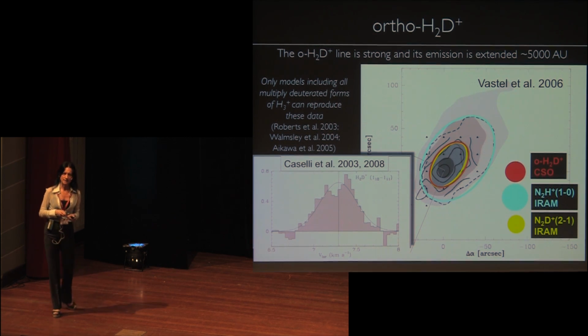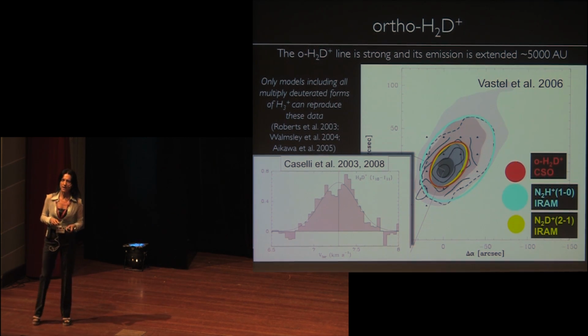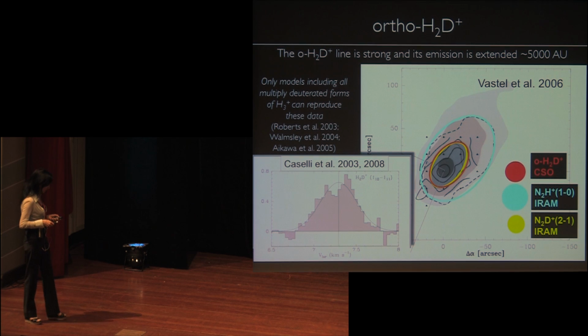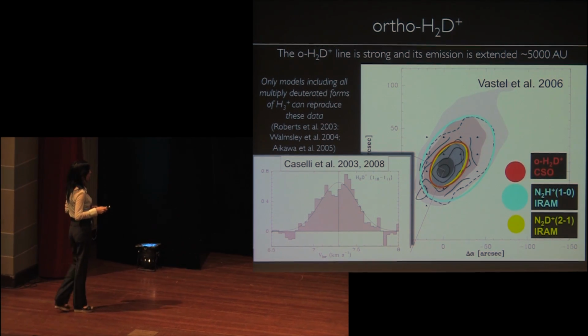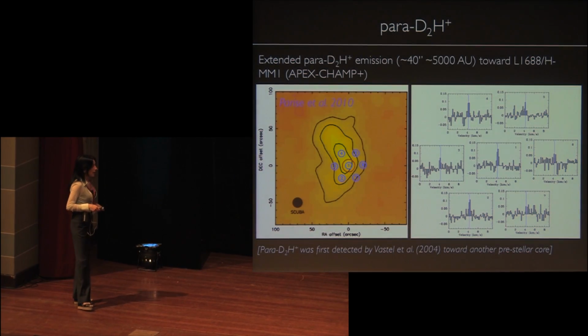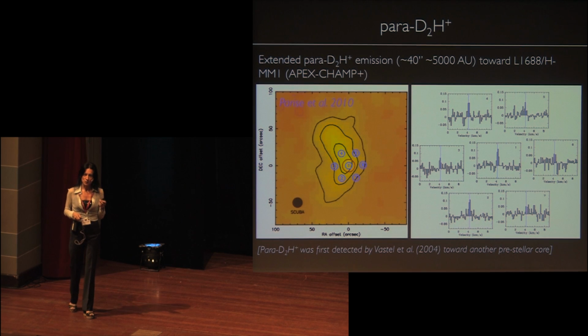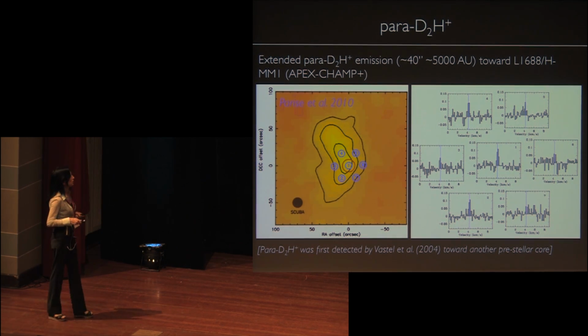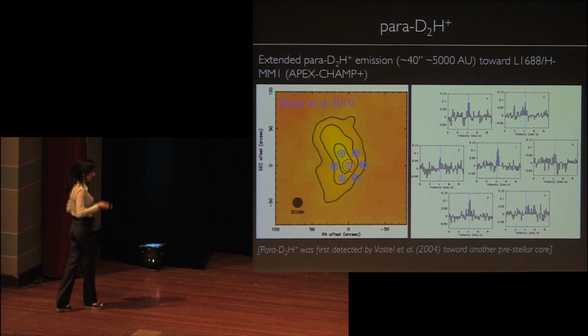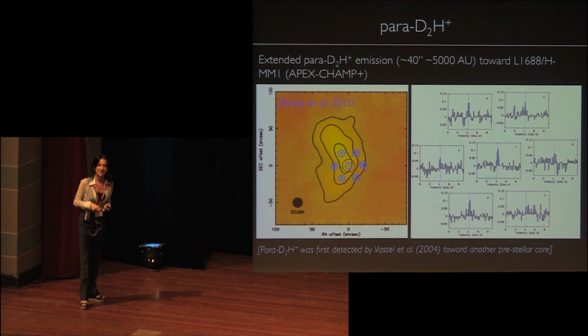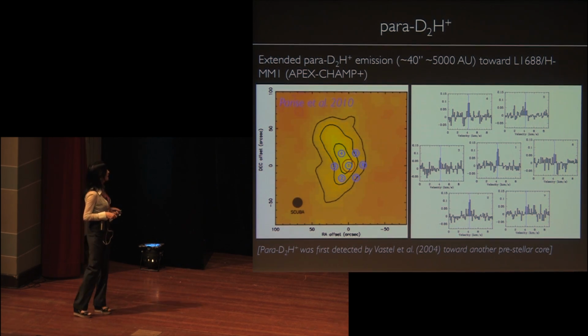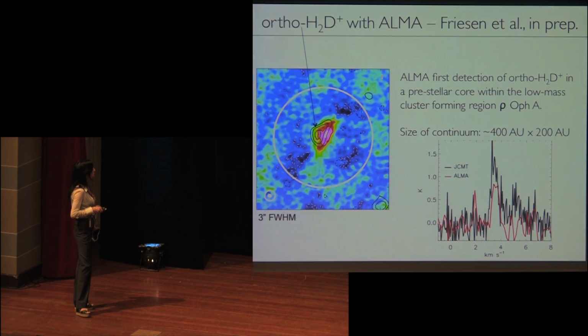And it's not just that, it is extended. So we found this 5,000 astronomical unit extension of the H2D+, work by Charlotte Vastel et al. Not just the ortho H2D+, but also the para D2H+, which is even harder to see because it's above 600 gigahertz in frequency, so it really needs APEX to observe. So here we have extended emission of the para D2H+ line.